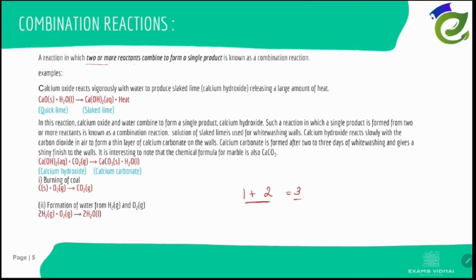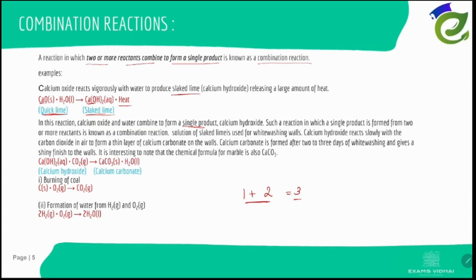If two or more reactants combine to form a single product, it is known as a combination reaction. The example is calcium oxide reacting vigorously with water to produce slake lime, releasing a large amount of heat. This calcium oxide is called quicklime, and calcium hydroxide is called slake lime. In this reaction, calcium oxide and water combine to form a single product. Therefore, two reactants combine to form a single product. This is known as a combination reaction. Such a reaction in which a single product is formed from two or more reactants is called a combination reaction.